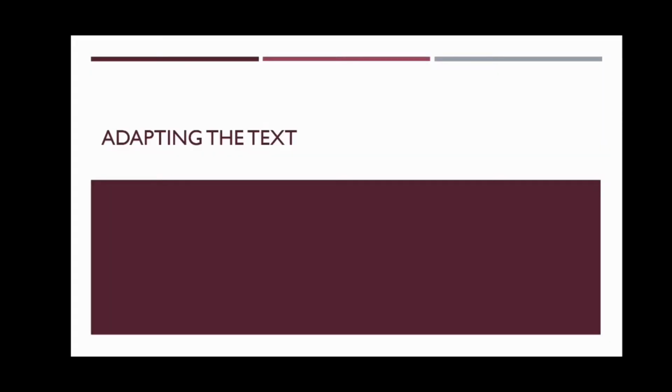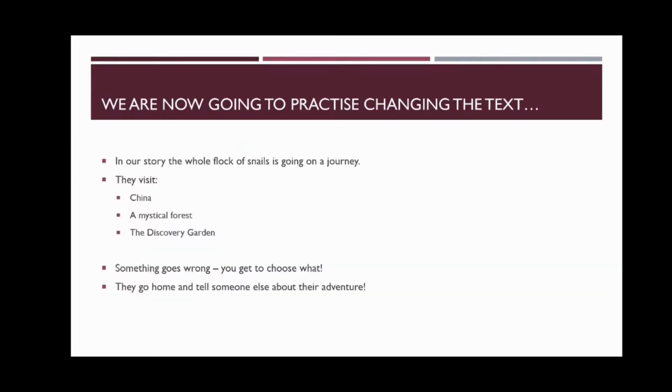Hi guys! So now we're going to look at how we're going to adapt the text. Remember, right at the beginning of this process, I said that we were going to learn the main structure of the story and we're going to hug that tightly but change a few bits of it. In my version of the story, one snail went on an adventure. In your version, all the snails are going to go on the adventure. So we're going to hold the structure of the story really closely. It's going to be pretty much exactly the same. You're just going to make a few changes, which are these.